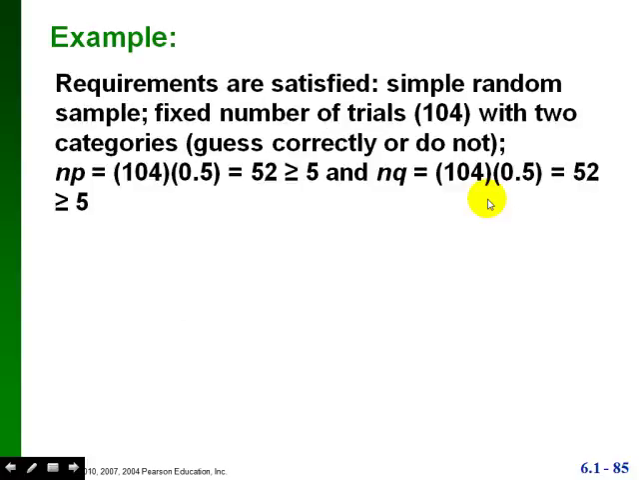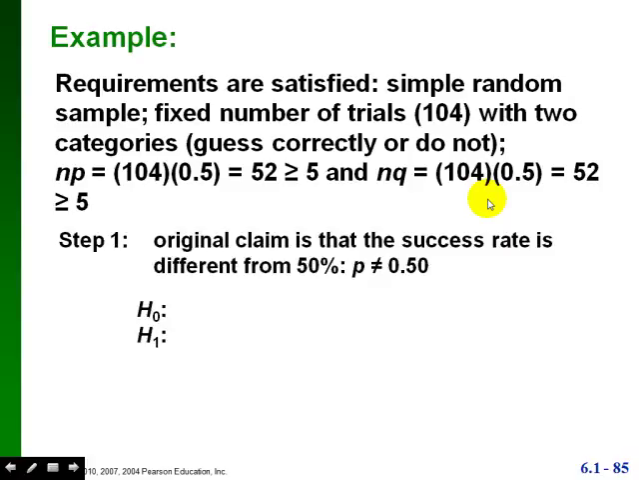So our requirements: they either got it right or they didn't, so we only have 2 outcomes. We had a fixed number of trials, 104, and we had at least 5 successes and at least 5 failures.